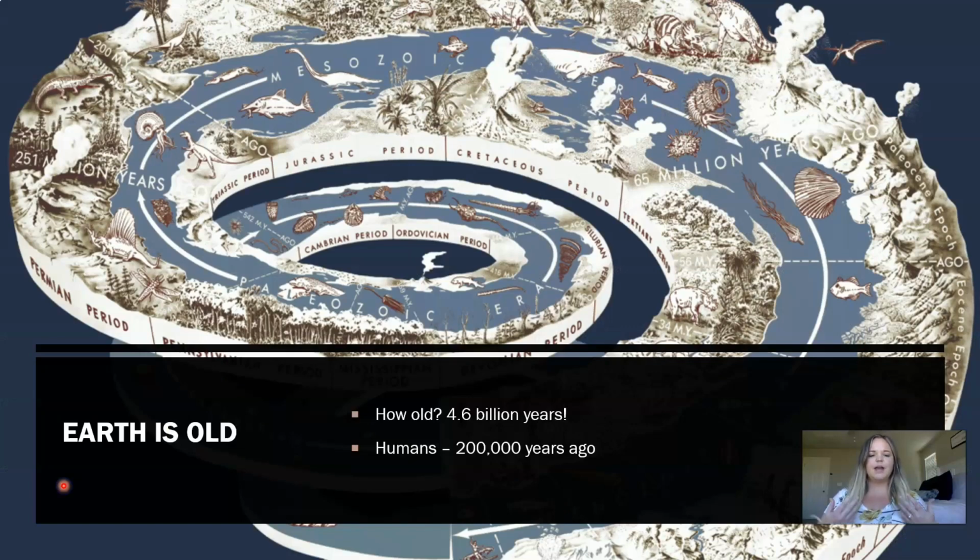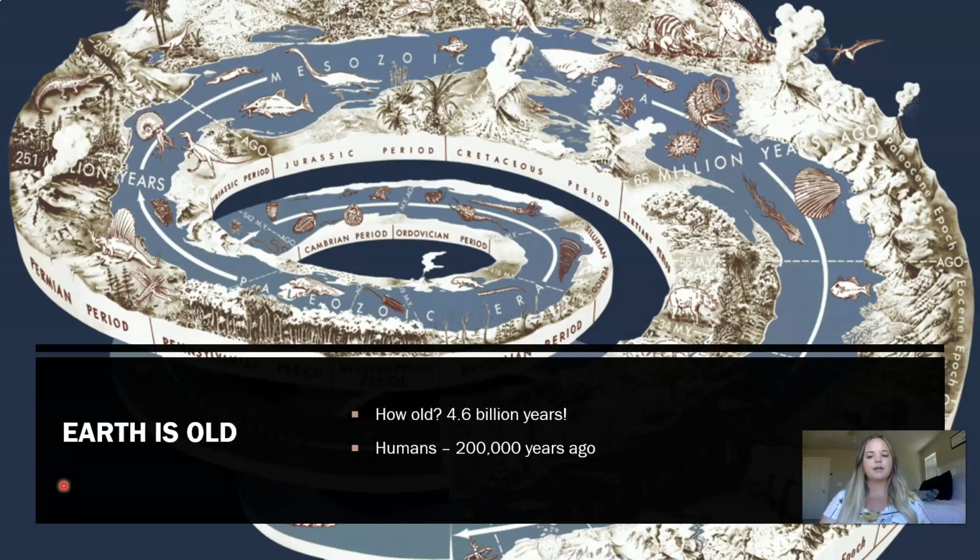So, how old is the Earth? We've kind of alluded to some of this before with other topics, but the Earth is 4.6 billion years old, which sounds like a lot, and it is a lot. Humans have only been here for about 200,000 of those 4.6 billion years. So if you do the math, that's a very, very small percentage of time that we've actually been around.